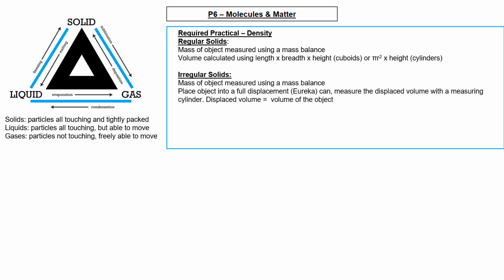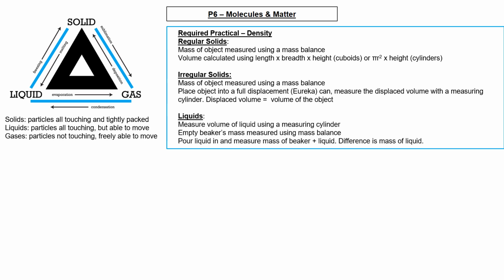Irregular solids, mass of the object measured using a mass balance. You could place the object into a full displacement can, also known as a eureka can. So you fill that up with water until it starts pouring out, let it stop running out, and then when you place the object in, water will come out of that spout. That displaced volume needs to be measured with a measuring cylinder. Whatever that displaced volume is, that is the volume of the object. Almost like magic or physics. In physics, magic is the same thing.